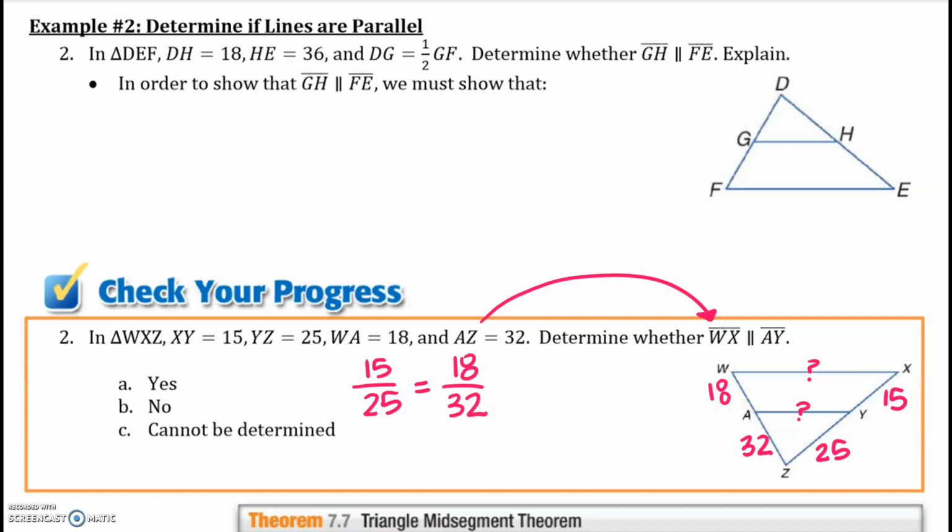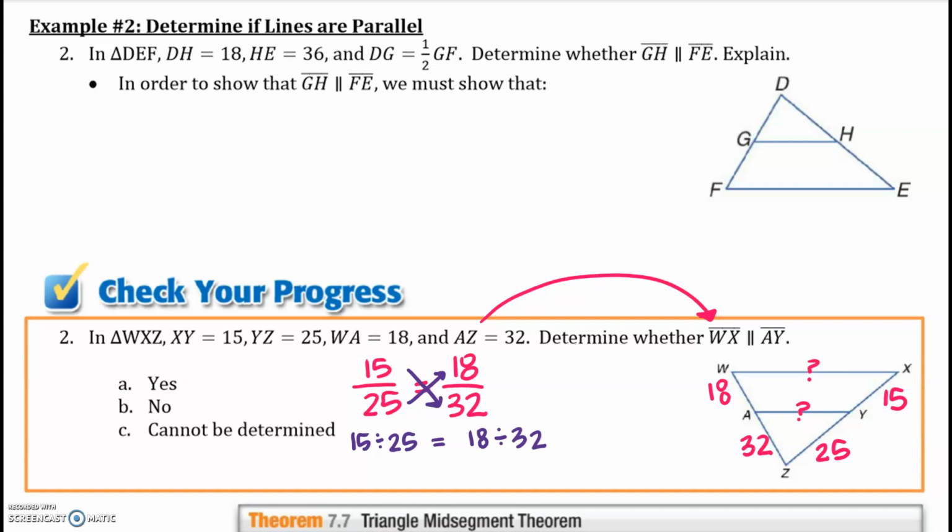A couple different ways to say is it equal. You can reduce fractions if you like that. You can put them into a decimal if you like that way. So do 15 divided by 25 in your calculator. Does that equal 18 divided by 32? You can also cross multiply if you like to do that. So 25 times 18, does that equal 15 times 32?